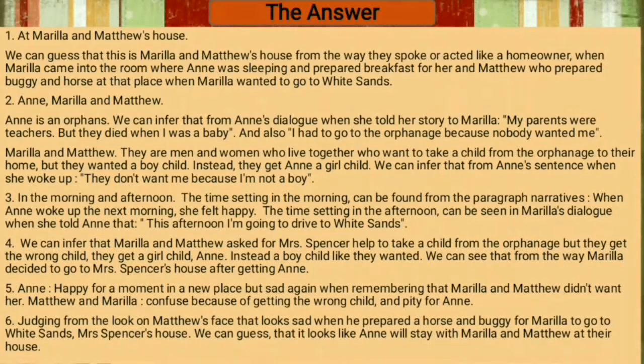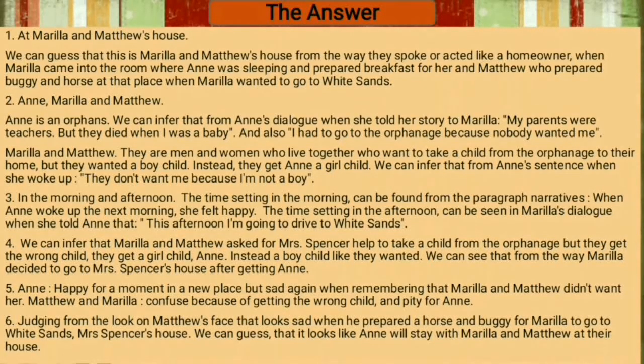Anne is an orphan. We can infer that from Anne's dialogue when she told her story to Marilla. "My parents were teachers, but they died when I was a baby." And also, "I had to go to the orphanage because nobody wanted me." Marilla and Matthew are a man and woman who live together, who want to take a child from the orphanage to their home. But they wanted a boy. Instead, they get Anne, a girl. We can infer that from Anne's sentence when she woke up: "They don't want me because I'm not a boy."